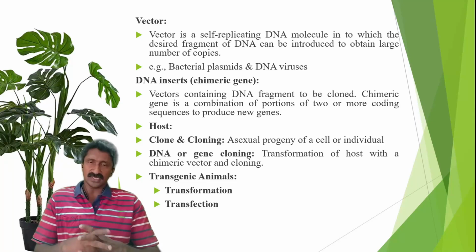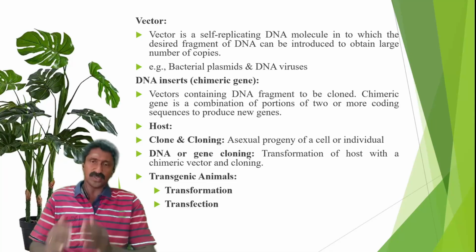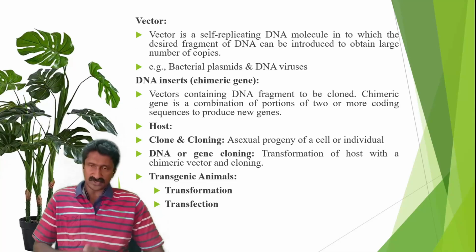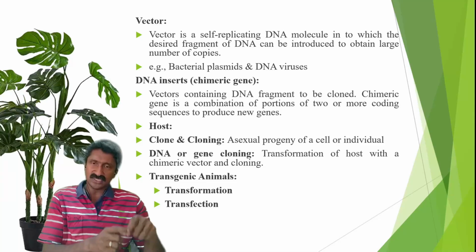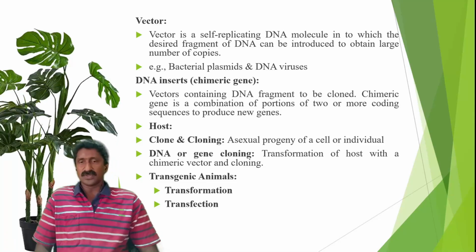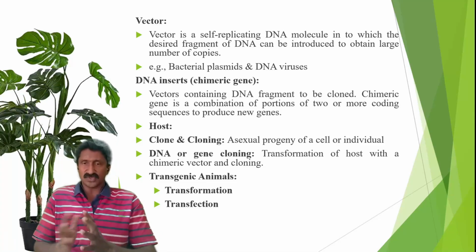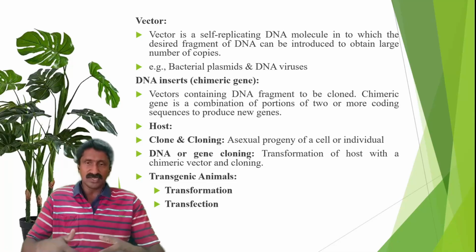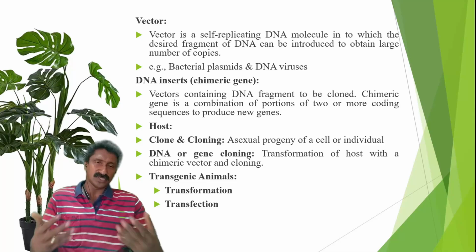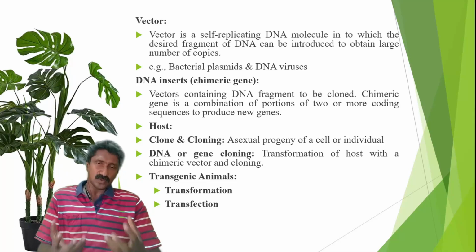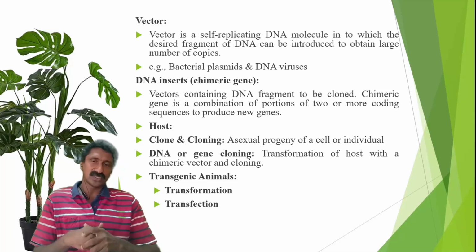DNA cloning or gene cloning is the term that is used to denote transformation of the host cell with the chimeric vector. So for example, the plasmid, which is incorporated with your target gene, is incorporated into a host E. coli cell. So that is the transformation of the E. coli. Then subsequently it is multiplied so that it is cloned, and that asexual progeny which is produced by the multiplication of the E. coli host, that overall process is known as gene cloning.